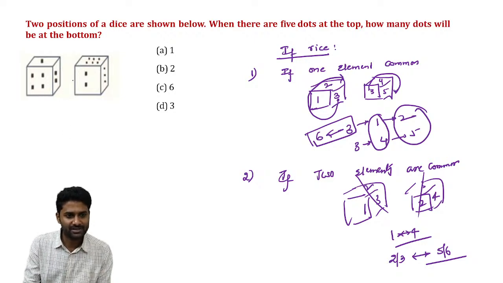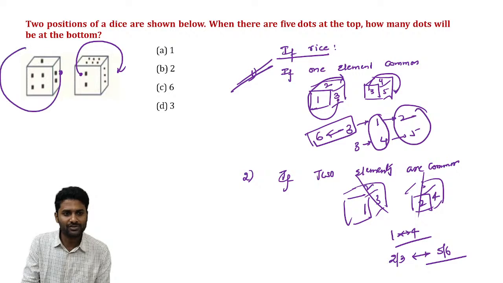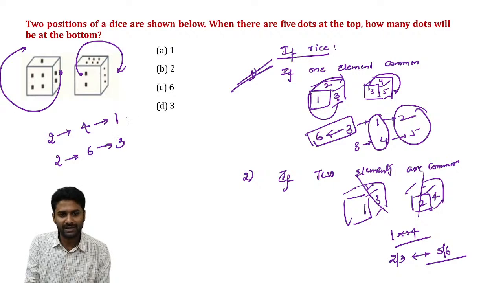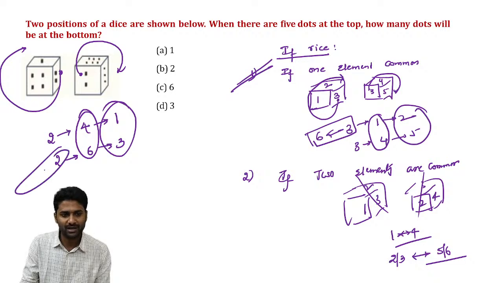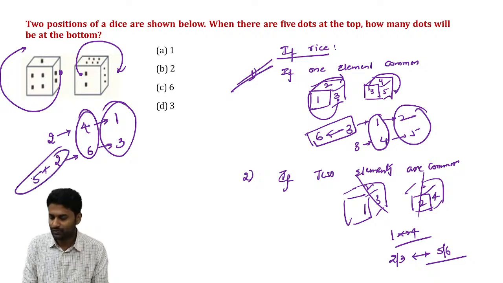Let's observe this condition. If you go through this question, there is one element that is common, right? So that element is 2. If you see the common element, consider the clockwise notation. It's 2, 4, 1. It's 2, 6, 3. It means 1, 3 is opposite to each other. 4, 6 is opposite to each other. Remaining 2 must be opposite to 5.